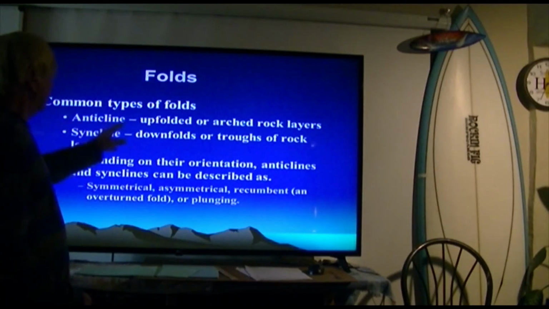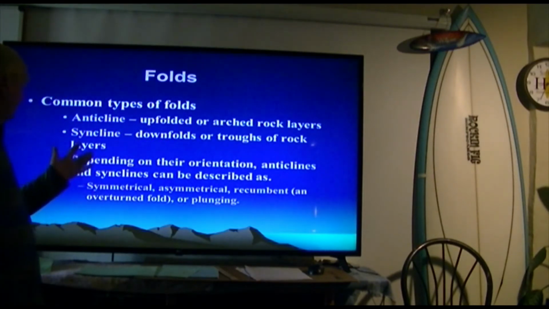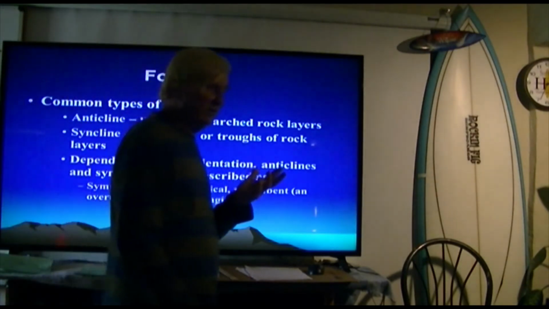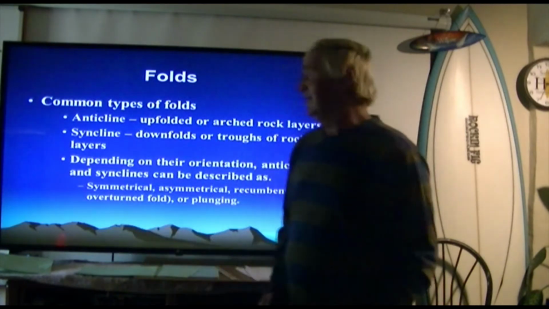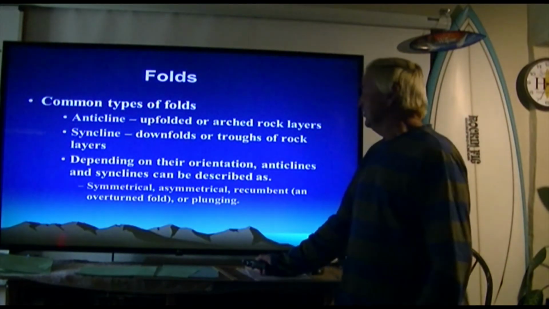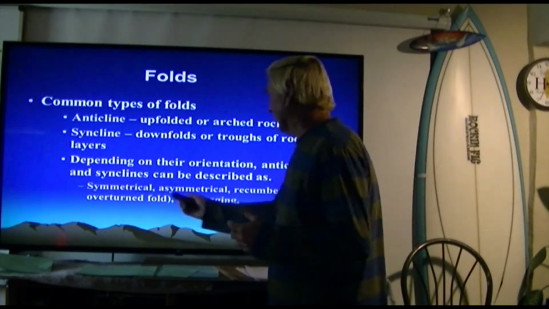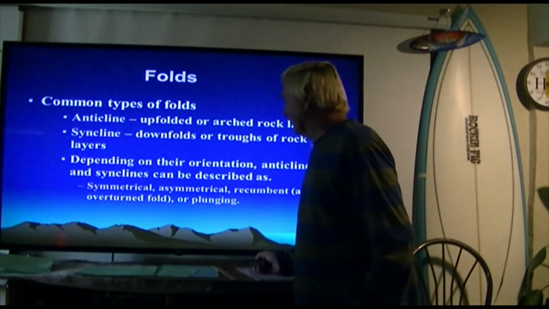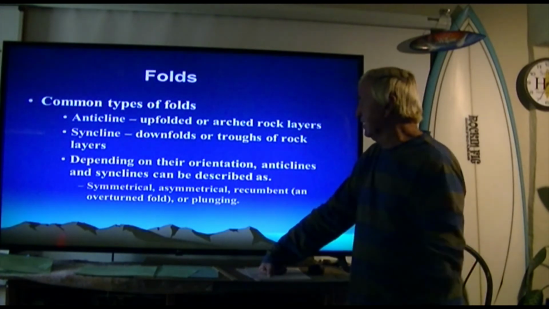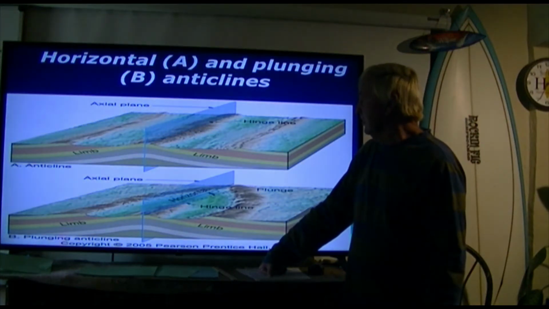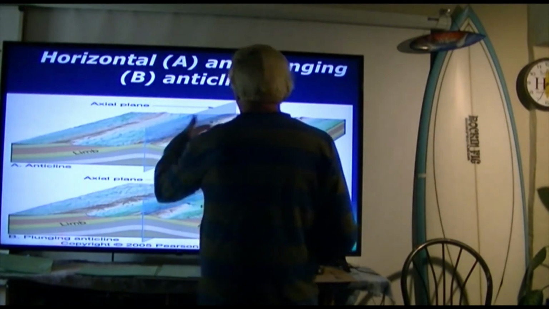So folds: anticlines are upfolds, synclines are downfolds. So it's really simple. The way that I remembered this when I was a student: syncline, going down, they're the sinners, they're going down, okay? And that's how I remembered it. Depending on the orientation of the anticlines, they can be symmetrical or asymmetrical. I'm not worried about that. If we were in a structural geology class, the book does go into this, which is why I mentioned it. So here, this is an anticline that is slightly plunging into the ground.